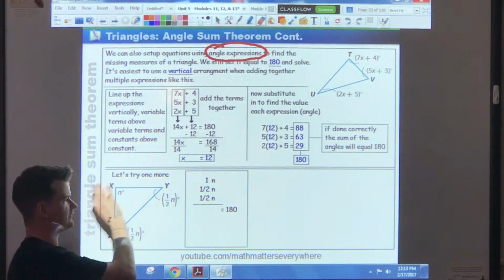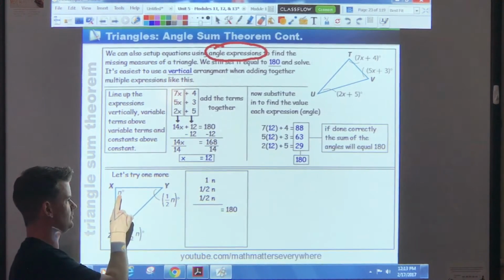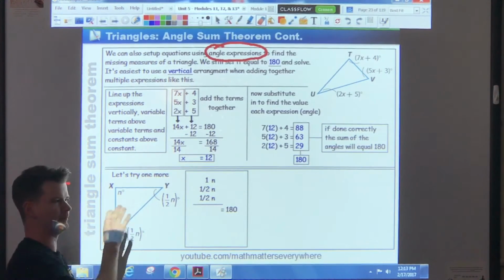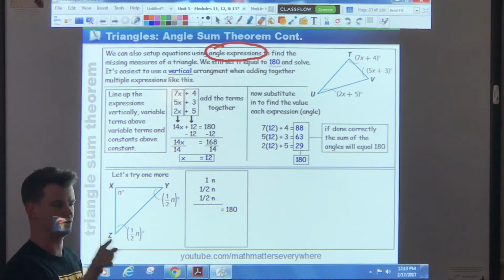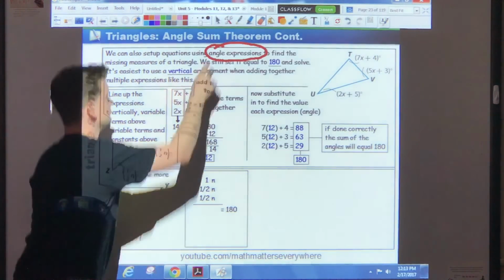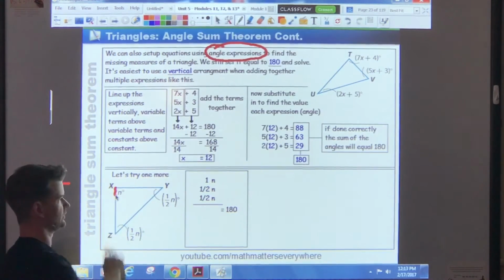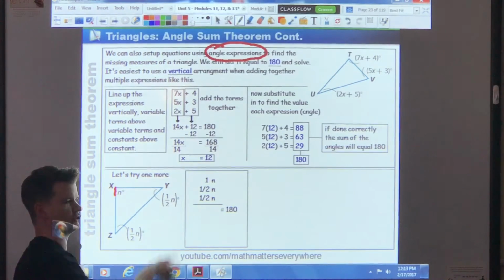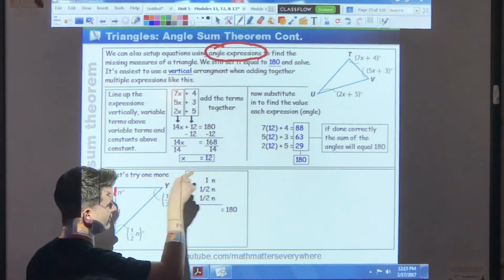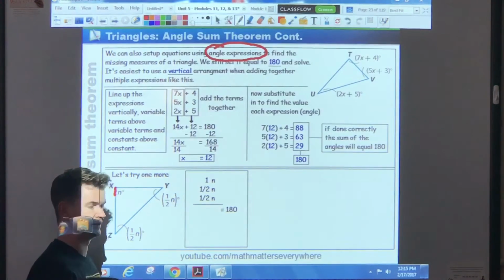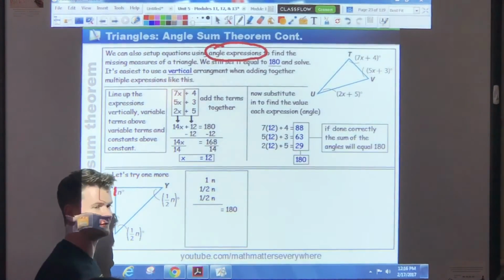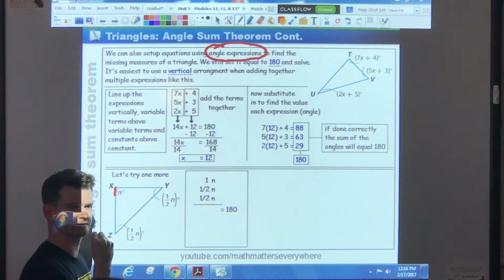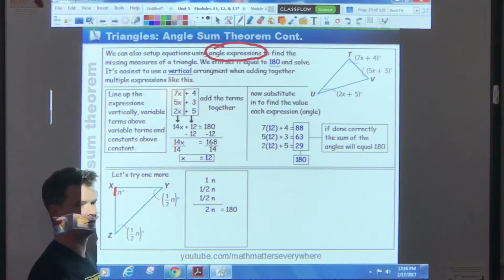Vertical arrangement. We have no constants. It's a variable term. Now be very careful. This is n, but what invisible number is next to n? 1. Little 1, right there. When you stack them, does it matter which order I stack them? No, it does not, because when you add numbers together, 3 plus 4 makes 7, 4 plus 3 makes 7. Just make sure it's always variable terms on top of variable terms. So we have 1 n, 1 half n, and 1 half n. Think about it like you got $1, 50 cents, and 50 cents. You put them all together, what do you have? 2. 2n equals 180.